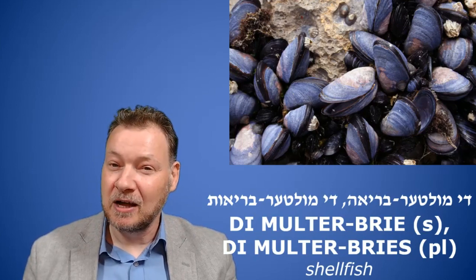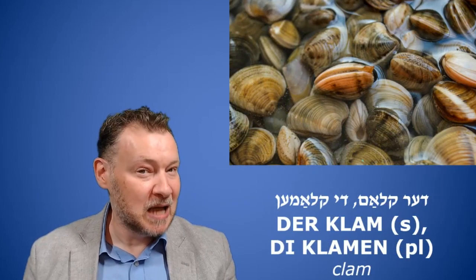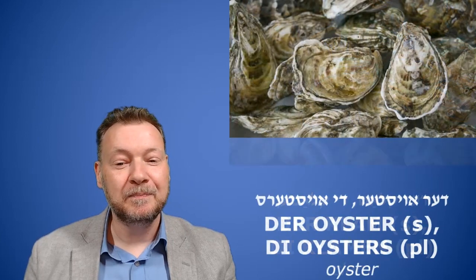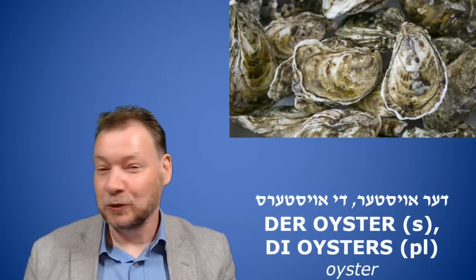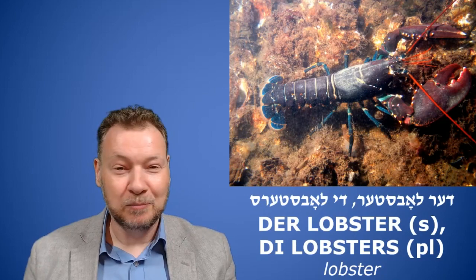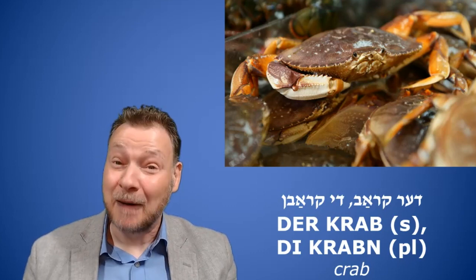And you'll find that a lot of these names sound more or less identical to English. Der Clam is a clam. Die Clammen in the plural. Der Oyster, plural, die Oysters. Der Lobster, plural, die Lobsters. Und der Crab, plural, die Krabben.